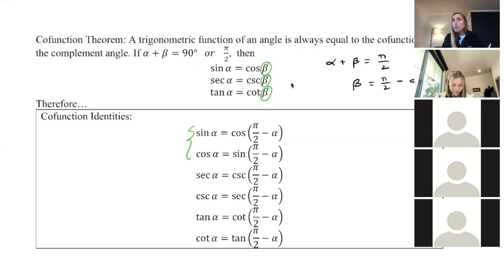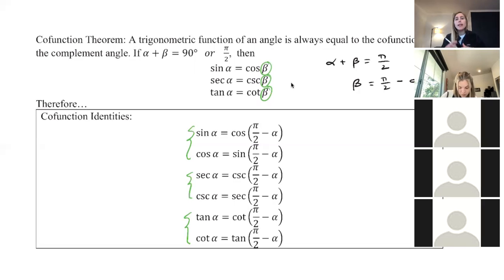So for example, sine of 45 degrees, or pi over 4, is equal to cosine of pi over 4, right? 45 degrees and 45 degrees, or pi over 4 and pi over 4, are two complementary angles. They sum to 90 degrees. Cosine of 30 degrees is equal to sine of 60 degrees, right? Complementary angles, their cofunctions are equal to each other. So these are the cofunction identities.